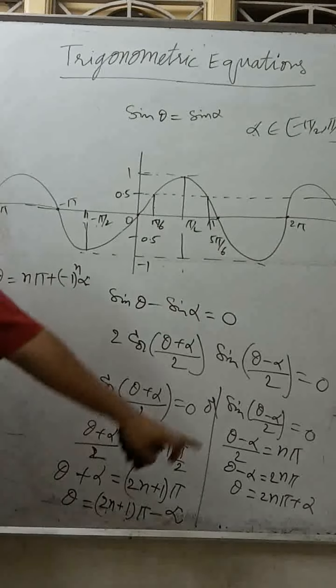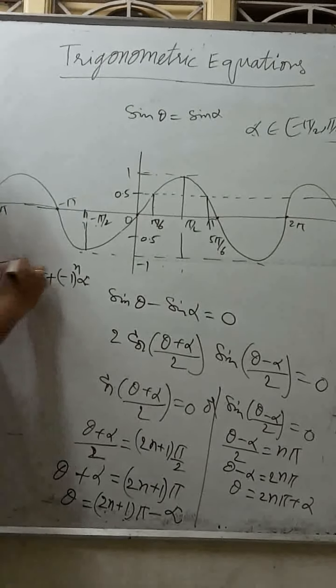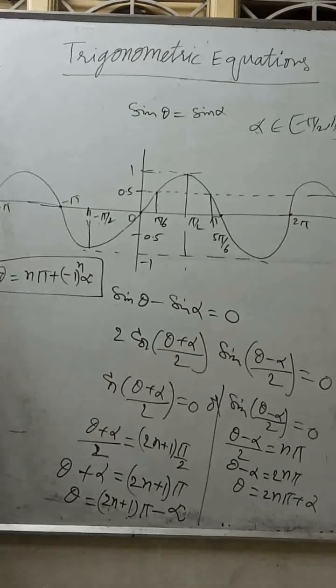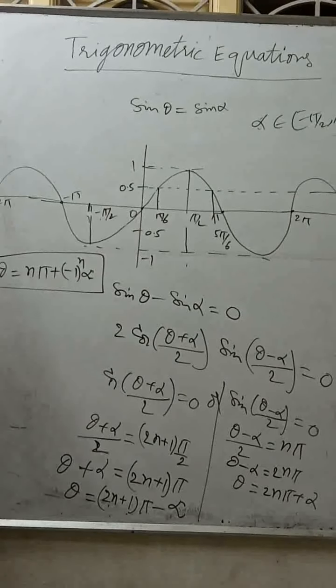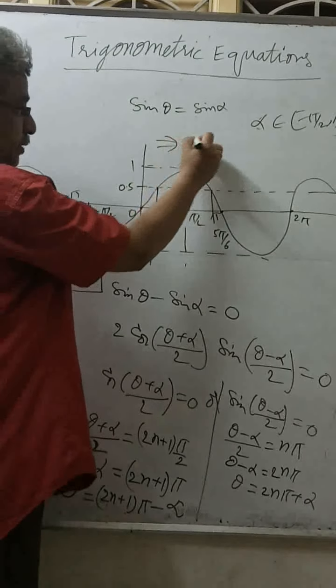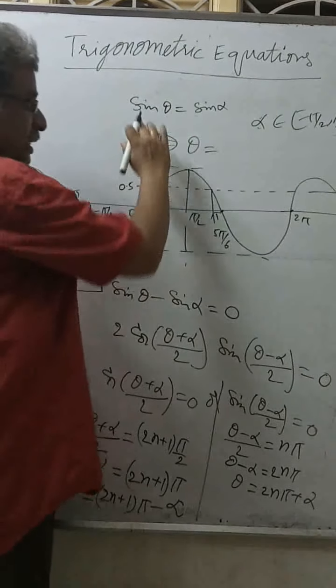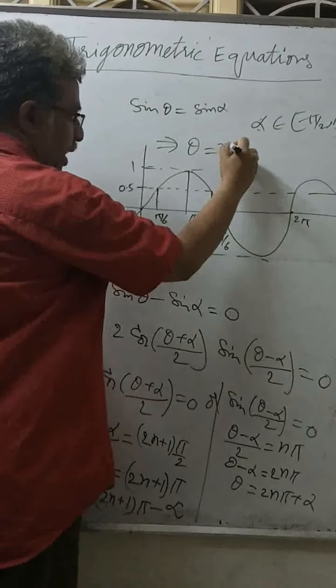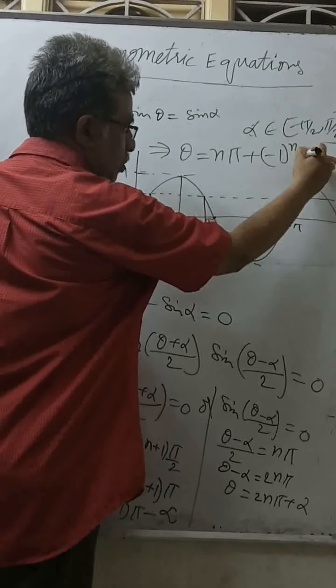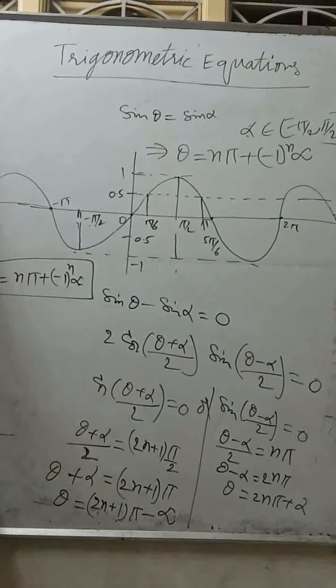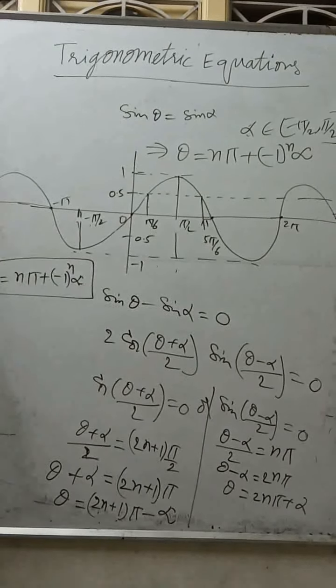Instead of writing two solutions, combining both, I can write the general solution of sin as theta equal to n pi plus minus 1 whole power n into alpha. So the general solution of theta I am writing now: sin theta equal to sin alpha gives theta equal to n pi plus minus 1 whole power n into alpha. This gives the general solution of sin.